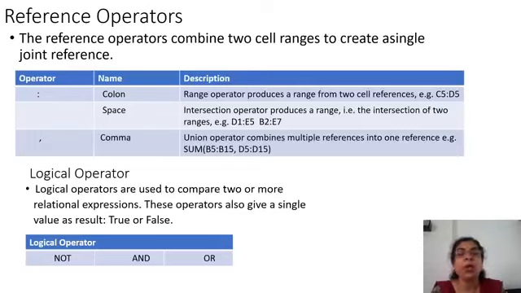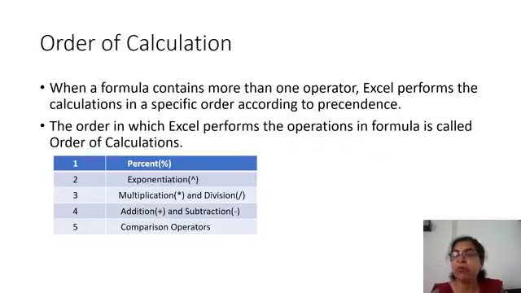Logical operators. Logical operators are used to compare two or more relational expressions. These operators also give a single value as a result, that is true or false. Logical operators are NOT, AND and OR. In the course of making and using formulas, we will come to know all this in detail.